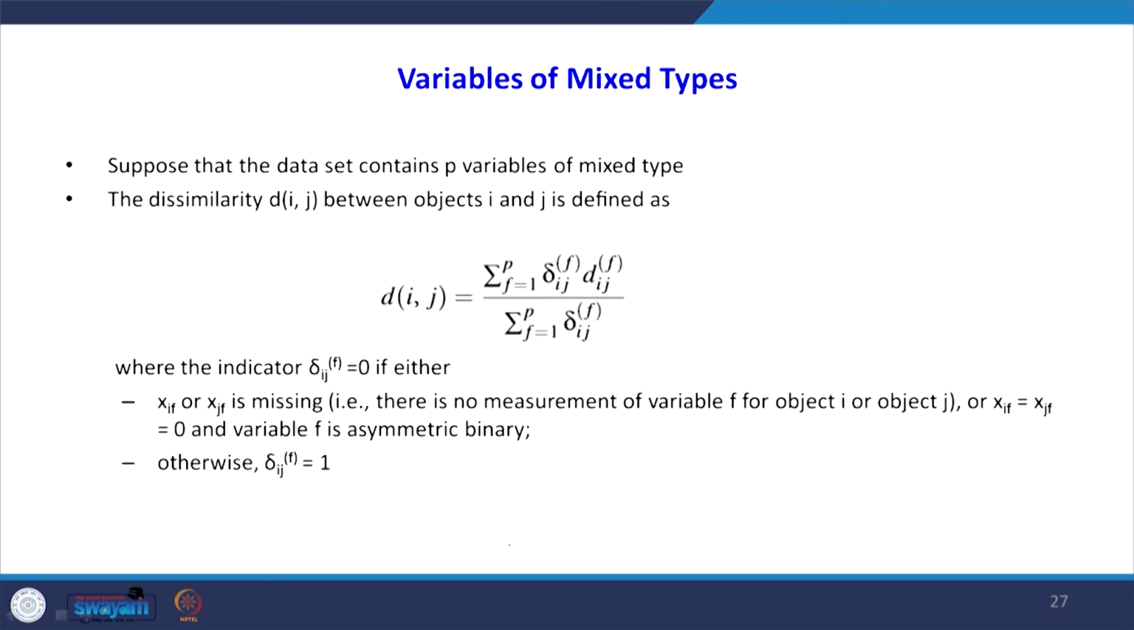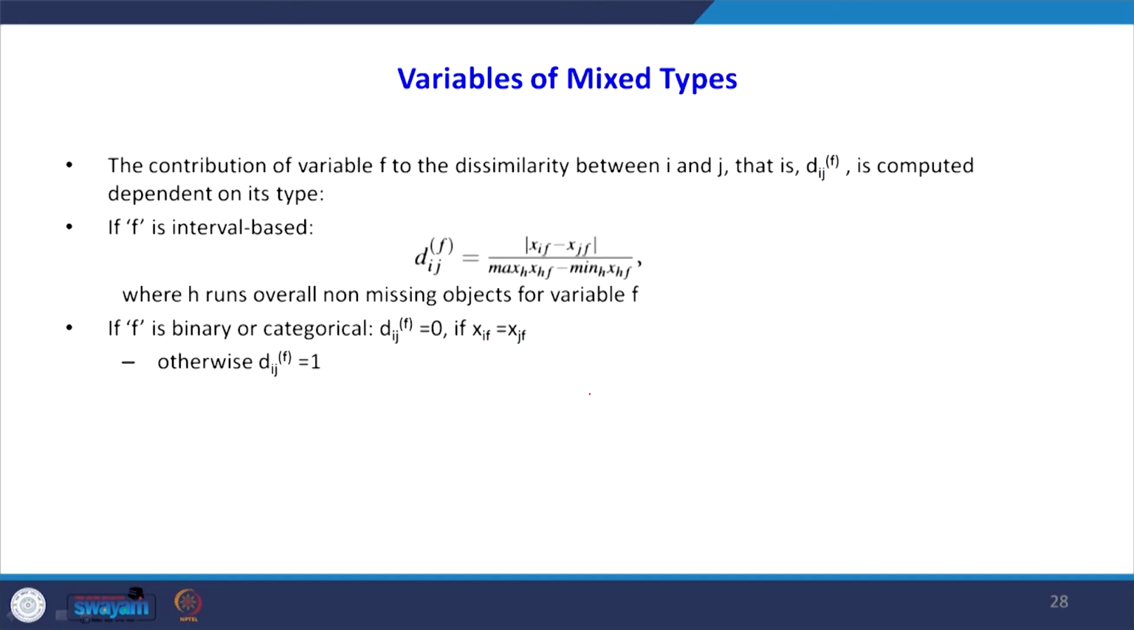Suppose that the data set contains p variables of mixed types. The dissimilarity d(i,j) between objects i and j is defined as d(i,j) = sigma over f = 1 to p of delta_ij^(f) d_ij^(f), divided by sigma over f = 1 to p of delta_ij^(f), where the indicator delta_ij^(f) = 0 if either x_if or x_jf is missing, that is, there is no measurement of variable f for object i or object j, or x_if = x_jf = 0 and the variable f is asymmetric binary. Otherwise, delta_ij^(f) = 1.